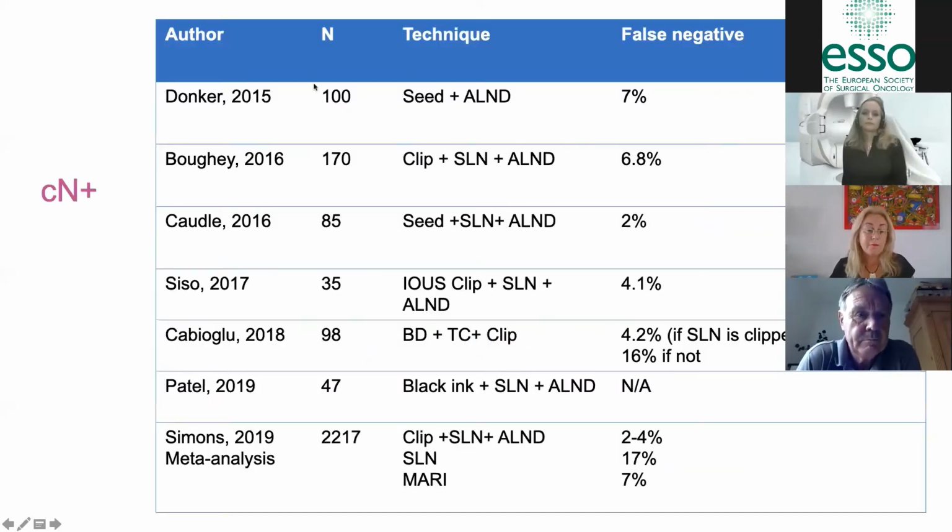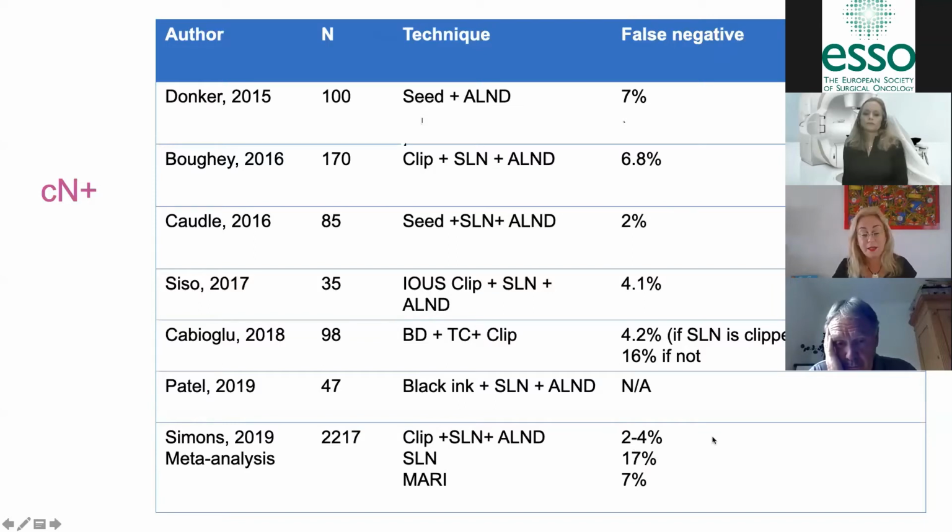And there are many studies already looking at this TAT procedure with different types of techniques. Some of them use seed, others clips. In our study, we used a clip that was visible under intraoperative ultrasound. Other groups excise with blue dye and a clip, or black ink, and you can see in all of them that the rates of false negative are below 10%. And more meta-analyses show that if you use a clip and excise the sentinel lymph node, the false negative rate of the sentinel lymph node is as low as 2 to 4%.